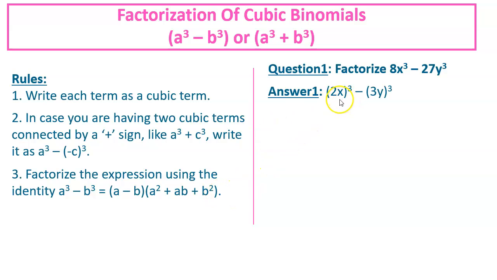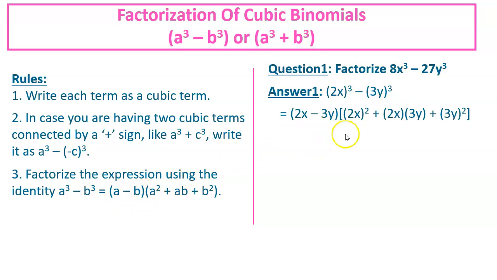So in this case, it is (2x)^3 minus (3y)^3. If we relate this expression with a^3 minus b^3, we see a is equal to 2x and b equal to 3y. So a minus b will be equal to 2x minus 3y.